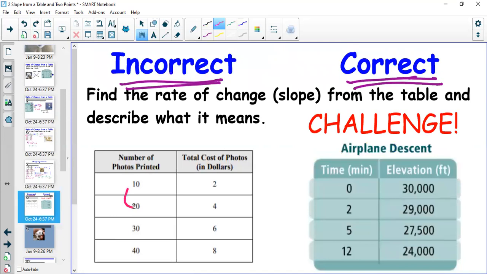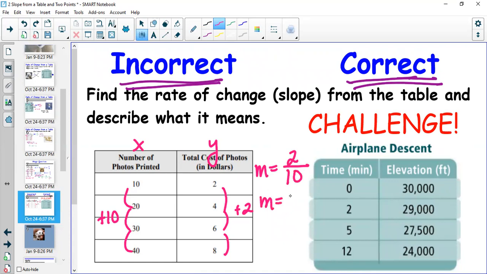The first one, our photos printed was going up by 10. Our total dollars was also going up. It was going up by 2. Again, biggest mistake is knowing which one goes on top. So we use M for slope, the letter M. We're going to put our Y on top over our X. Change in Y over change in X. And if we simplify, it would be 1/5 here.